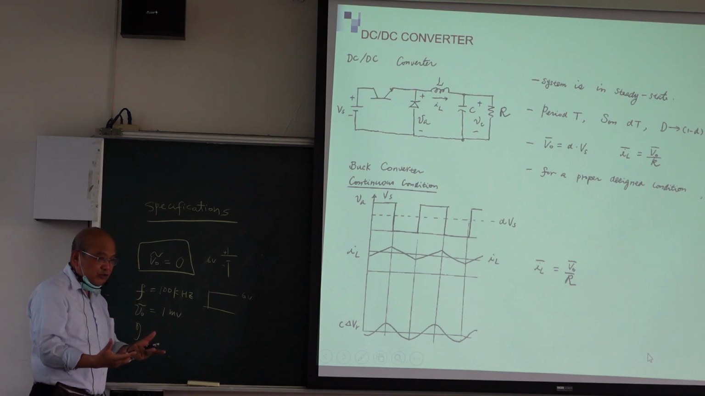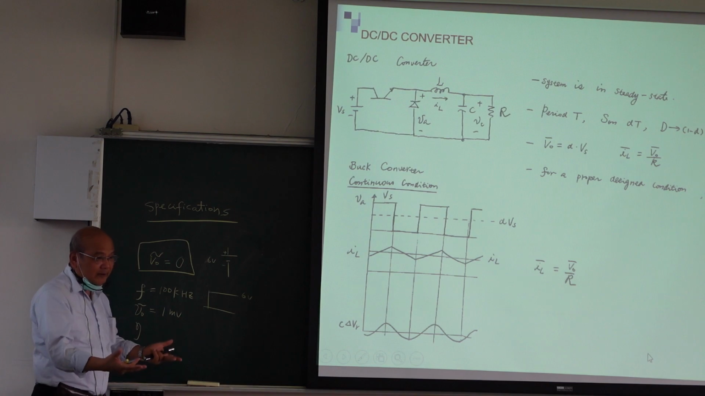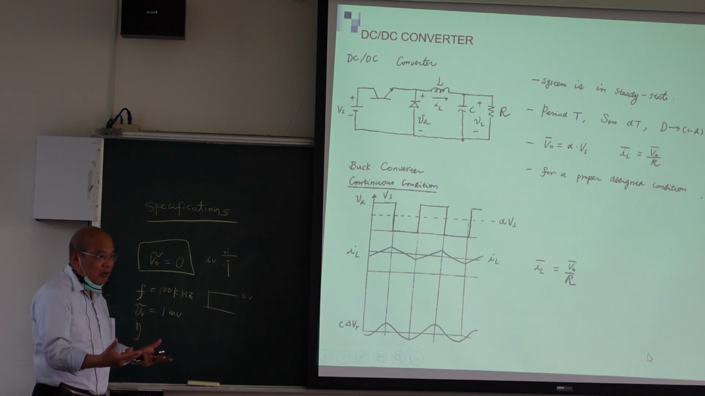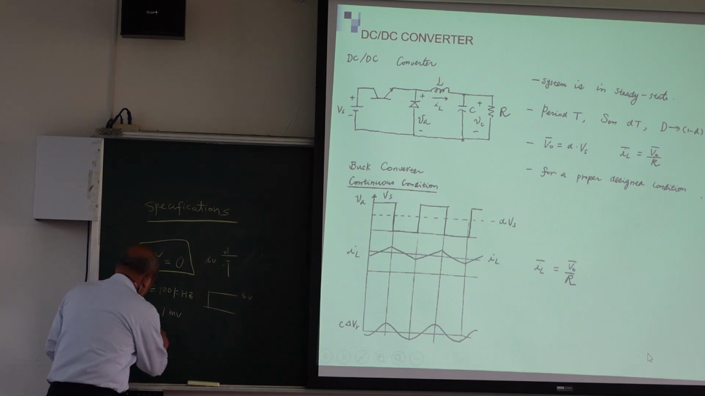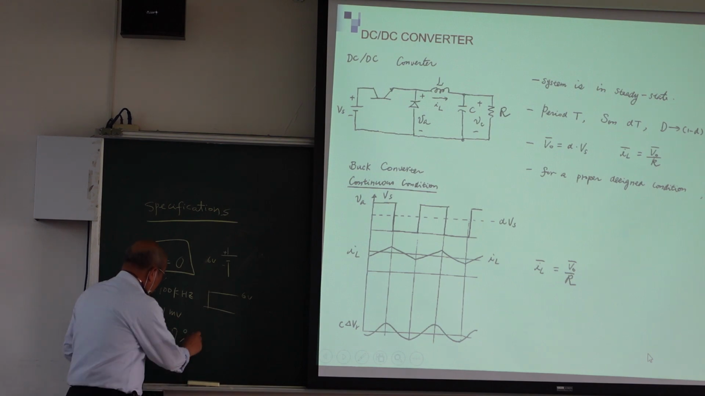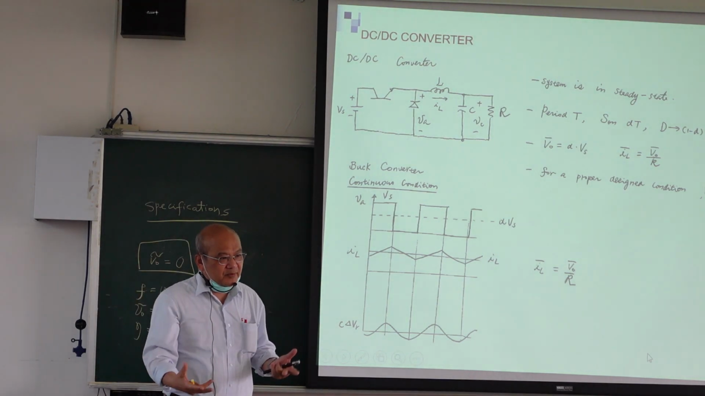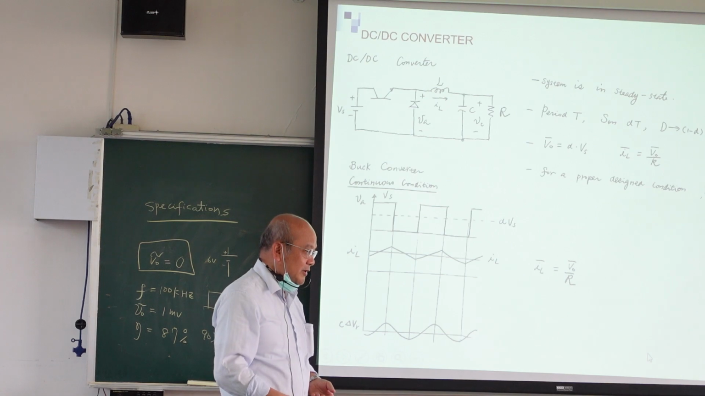What is your efficiency? Can I say my efficiency is 120%? Impossible. Can I say my efficiency is 1%? Too low. So what is your efficiency? Maybe you can say 87% or 90%. So my question is, how do you know your specification? How can you decide your specification?